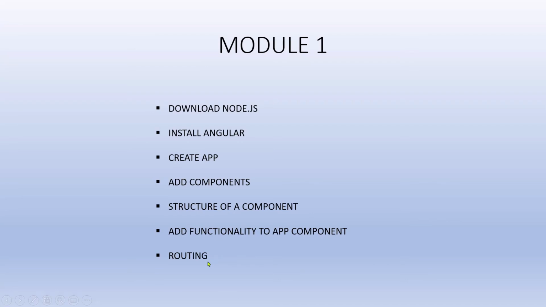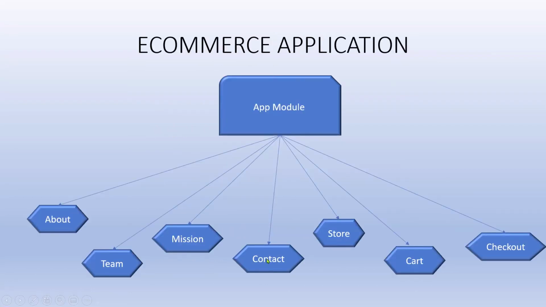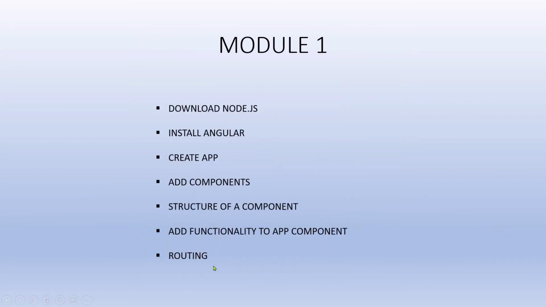To give you a brief idea of what routing is about, as you can see here, we will have 7 different components, but we need a way by which the user will be able to navigate between these components, and that's why we would require routing.